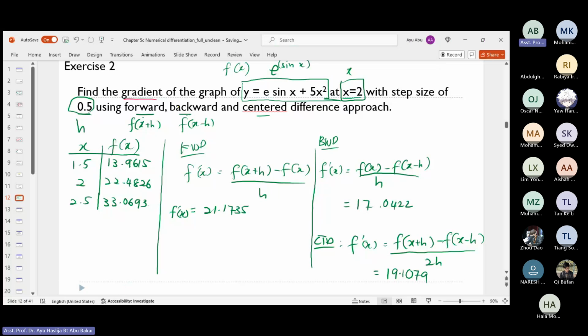Okay, how to know whether your answer is approaching the true value? Find out the true value from the equation. Substitute your equation, dy/dx, then substitute into this equation.